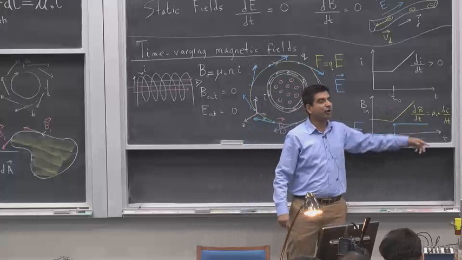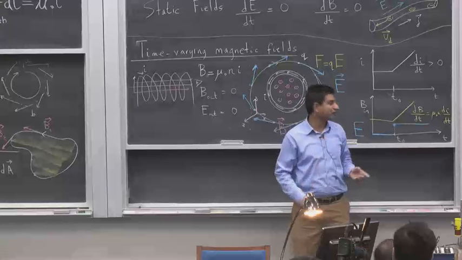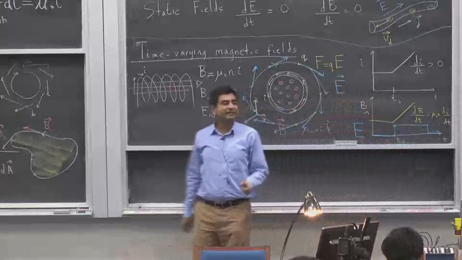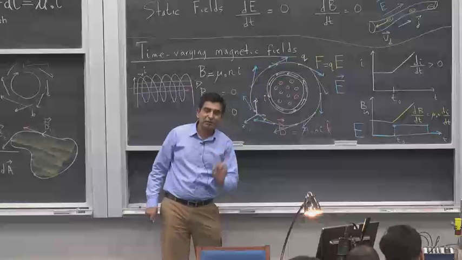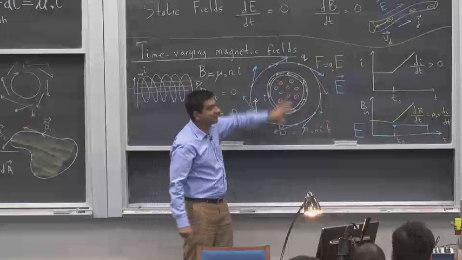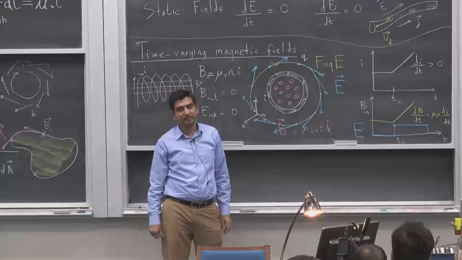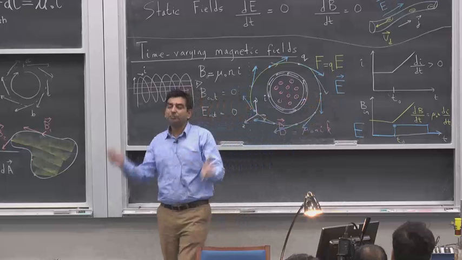The moment you turn off the change in the current, which means that the magnetic field remains constant, this electric field drops down to 0. So this electric field, which is tangential, only exists at the point where the magnetic field inside the solenoid is changing. Alright? Now this electric field is not produced by charges.